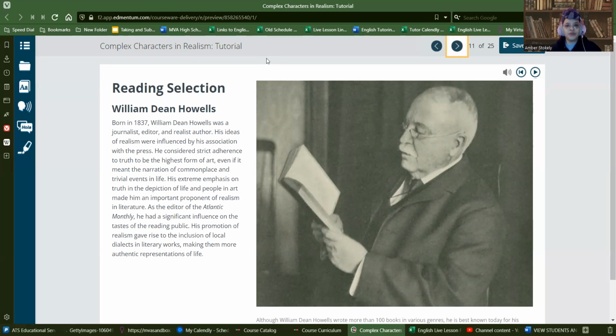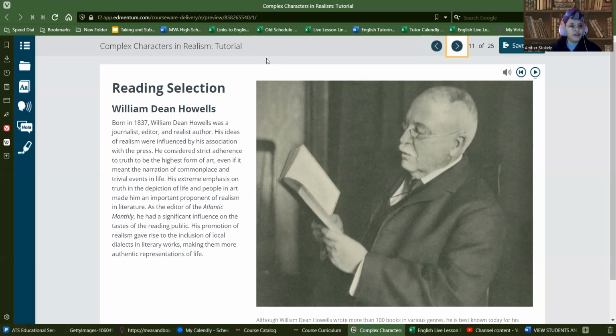So his ideas of realism were influenced by the press because he really appreciated sticking to the truth. Like when it says the press, they mean journalism. So people who are reporting on historical events. And since professionals report only the truth the way that it happened, he was influenced by the idea that fiction should also show realistic people. So he considered strict adherence to the truth to be the highest form of art, even if it meant that the narration was about trivial, unimportant things in life.